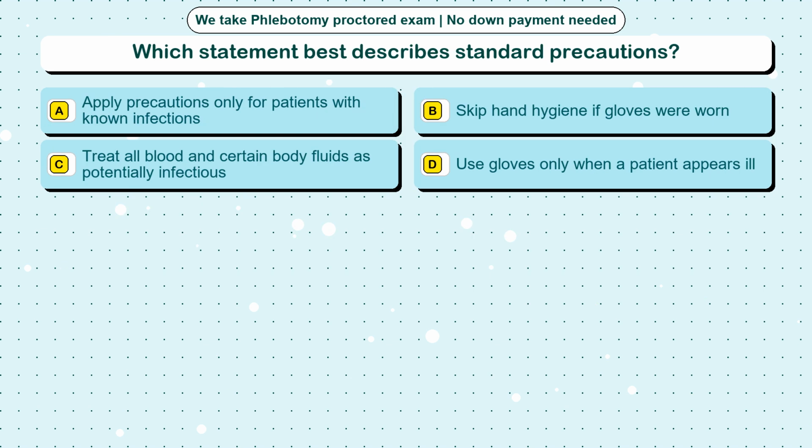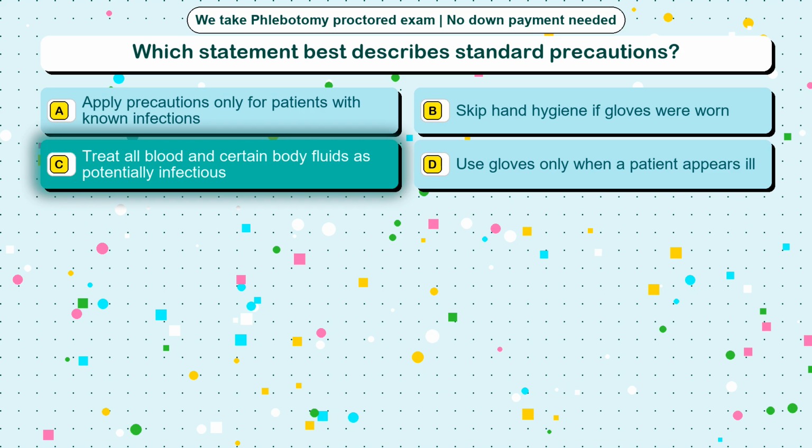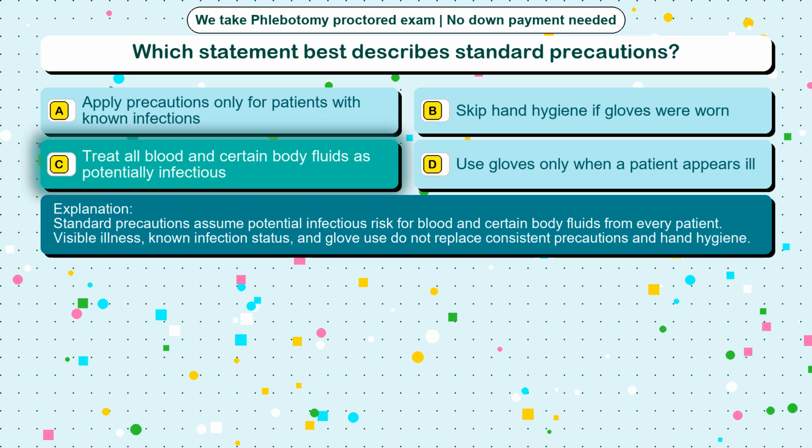Question 81. Which statement best describes standard precautions? Option A, apply precautions only for patients with known infections. Option B, skip hand hygiene if gloves were worn. Option C, treat all blood and certain body fluids as potentially infectious. Option D, use gloves only when a patient appears ill. The correct answer is option C, treat all blood and certain body fluids as potentially infectious. Standard precautions assume potential infectious risk for blood and certain body fluids from every patient.